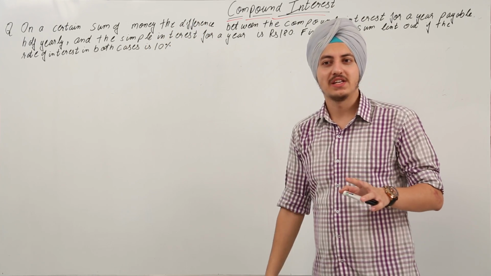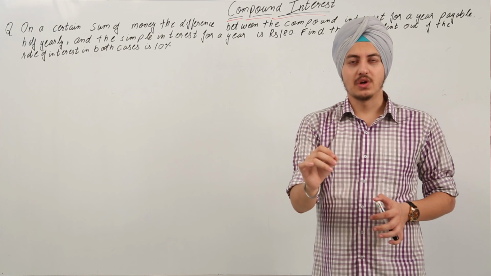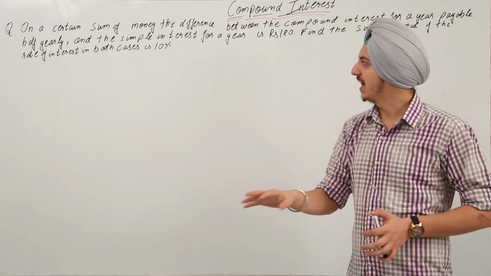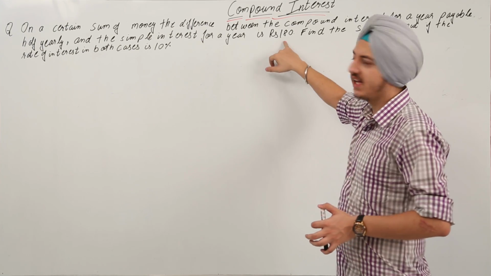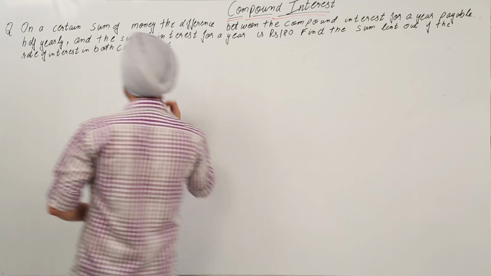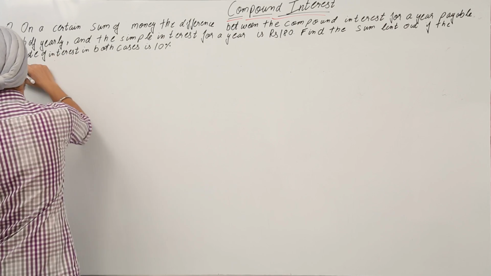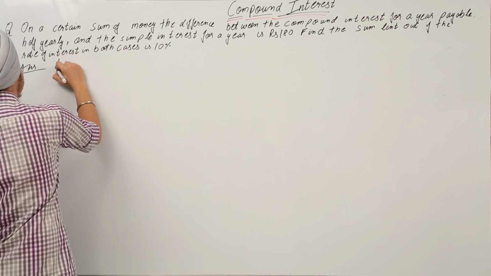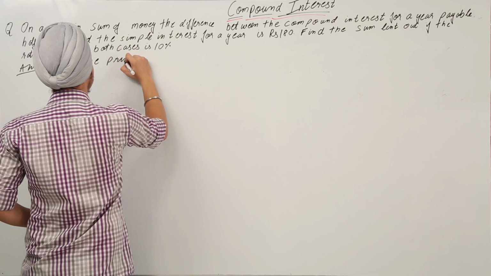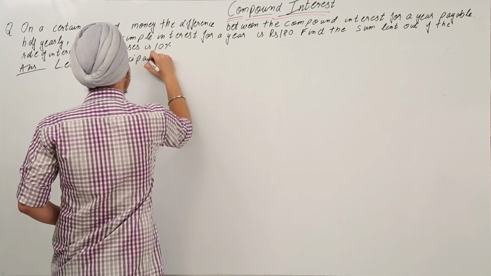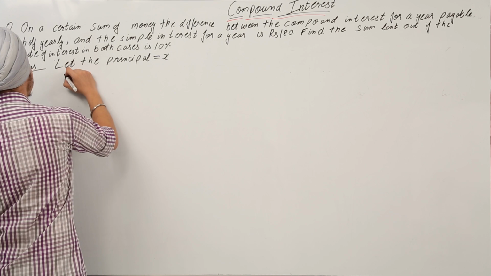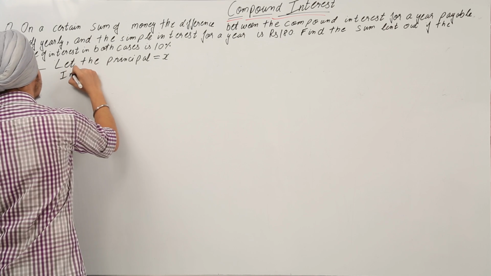So if we can write down the compound interest and the simple interest in terms of principal, and we subtract them both and equate them with 180, we can find out the principal. How do we do that? First of all, let the principal be equal to x.